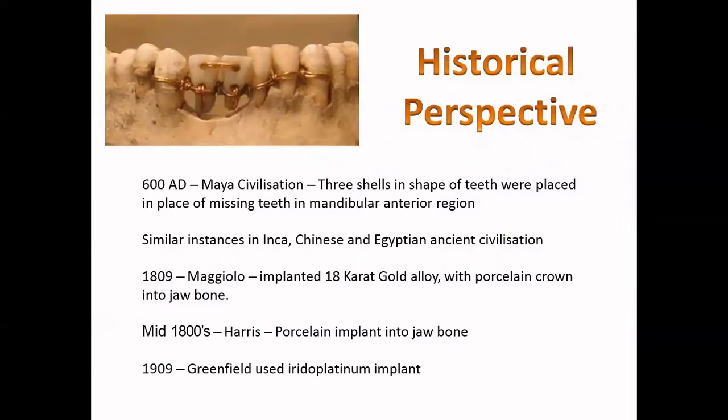See the historical perspective of the implants. Going back to 600 AD in Maya civilization, there is evidence that shells were placed in the shape of teeth in place of missing teeth in the mandibular region. And way back in the 18th century, we have seen cadavers with implants made of gold alloys or porcelain implanted into the jawbone.